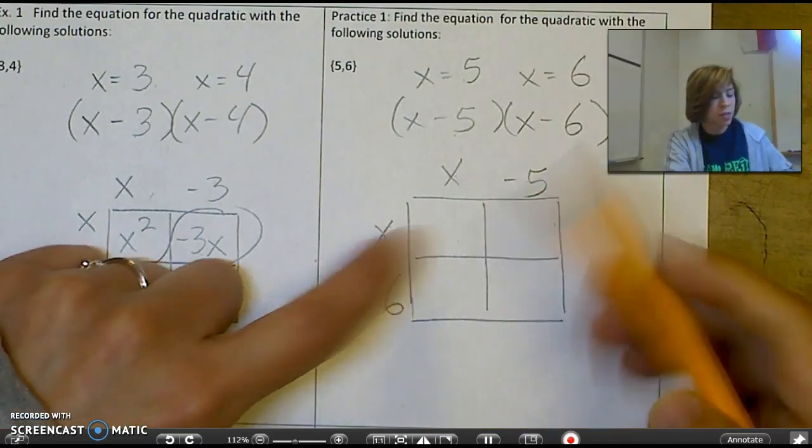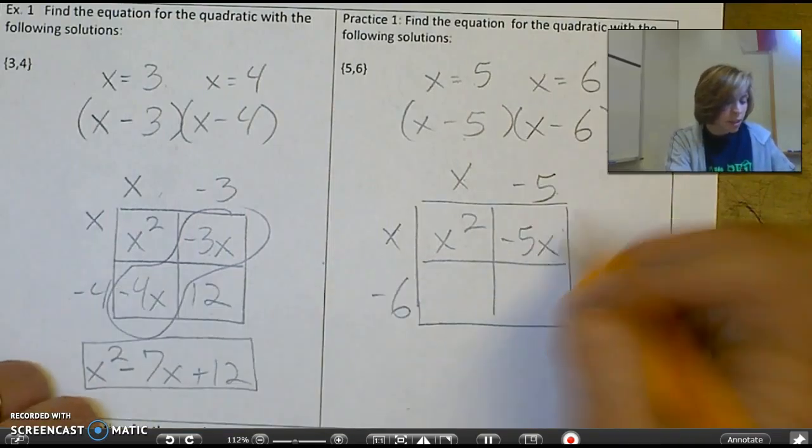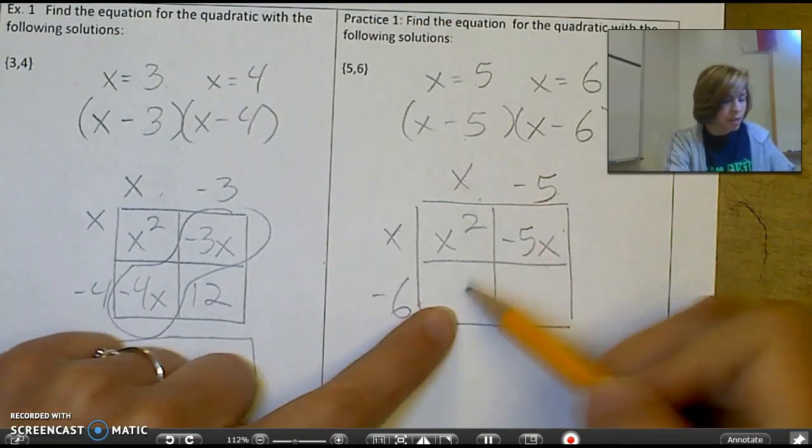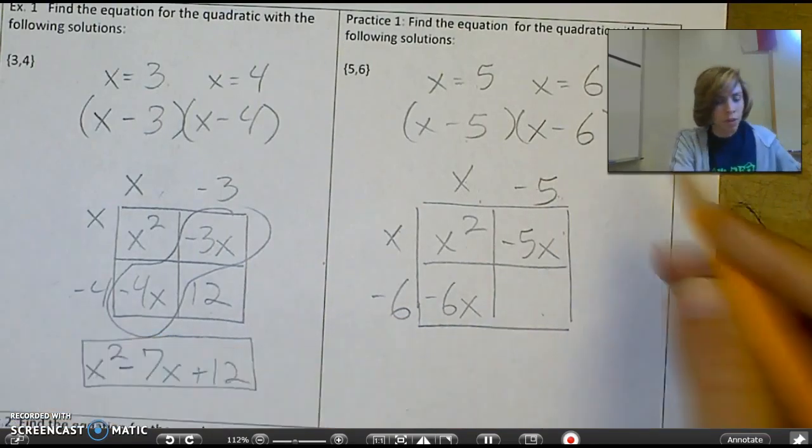X times x goes here, that's going to be x squared. X times negative 5 is negative 5x. X times negative 6, that's negative 6x. And negative 5 times negative 6, that's 30. Positive 30 because it's two negatives.